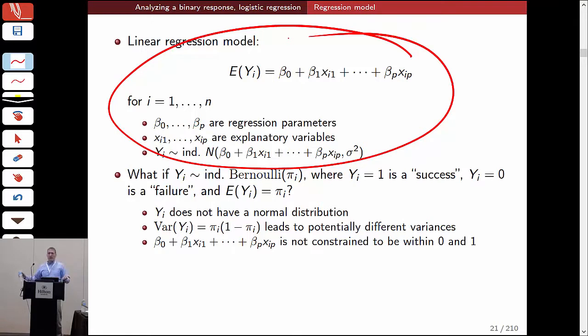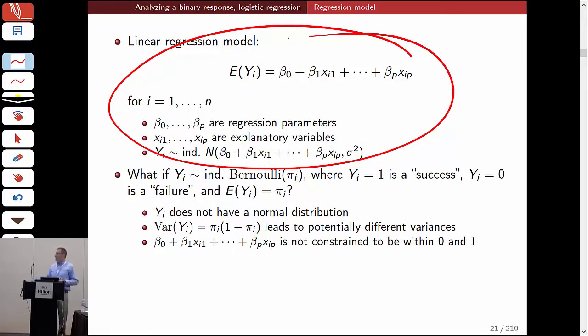Y doesn't have a normal distribution. So if you're analyzing binary data, assuming it has a normal distribution, guess what? Things aren't going to always work out as you would expect. Also, for a Bernoulli random variable, the variance of y sub i is equal to pi sub i times 1 minus pi sub i. And so you could have different variances for every single observation, and that violates the constant variance assumption.